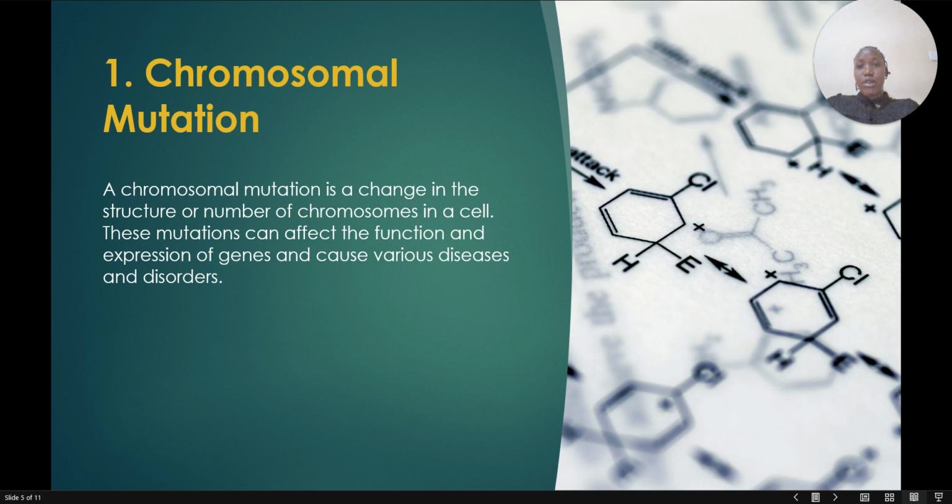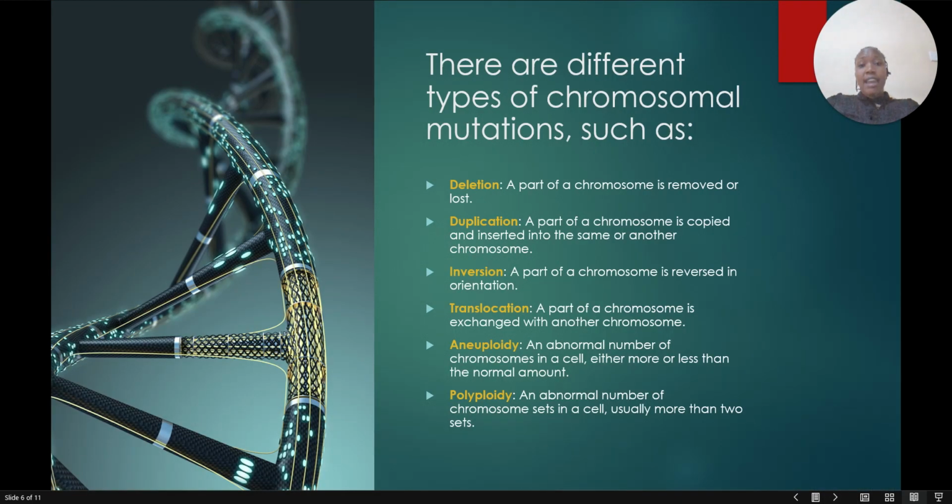First, there is chromosomal mutation. A chromosomal mutation is a change in the structure or number of chromosomes in a cell. This mutation can affect the function and expression of genes and cause various diseases and disorders. There are different types of chromosomal mutation, such as deletion, duplication, inversion, translocation, aneuploidy, and polyploidy.